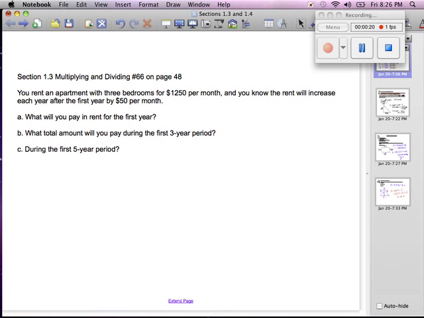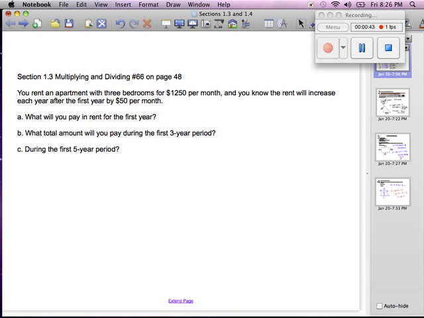You rent an apartment with 3 bedrooms for $1,250 per month, and you know the rent will increase each year after the first year by $50 per month. A asks what will you pay in rent for the first year. B asks what total amount will you pay during the first 3-year period. C asks what about the first 5-year period.